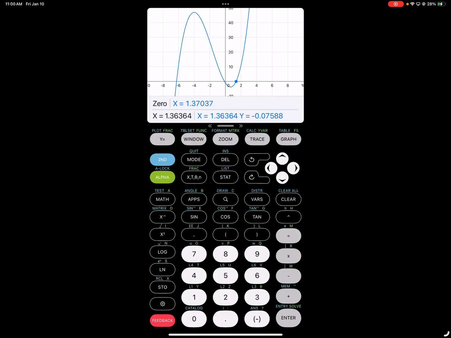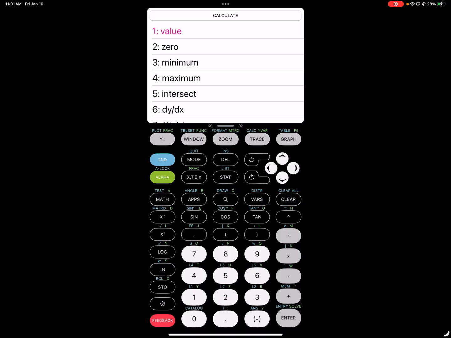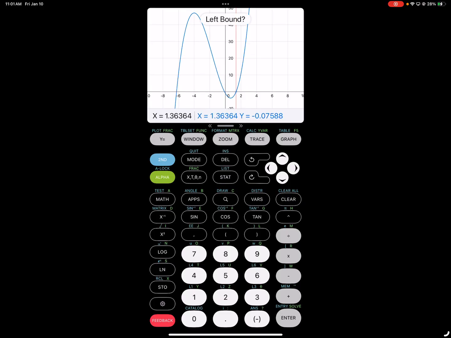Window, which is right here, and change the Y max to 50. So you go window, Y max 50. Okay? Now we have to get the maximum. To get the maximum, you go second trace, number 4 is max. You can just hit the number 4 on your calculator, and I'll show you up here. Second trace, number 4. That one right there.